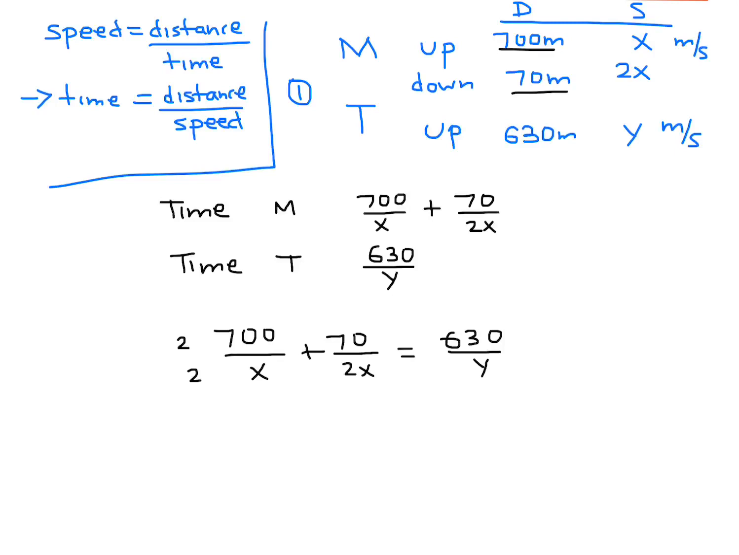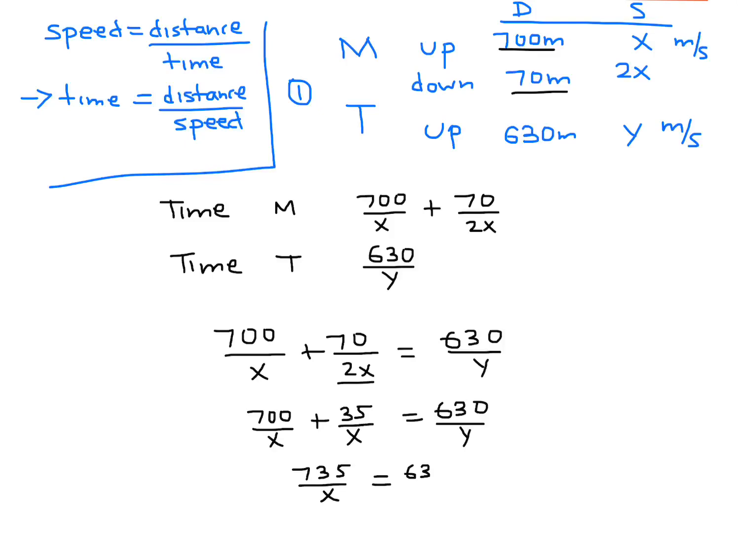Or if you want something a little bit simpler, you can probably just divide through this guy here. So 700 over x plus 35 over x. There you go. It makes it easier. 630 over y. And this becomes 735 over x is 630 over y.